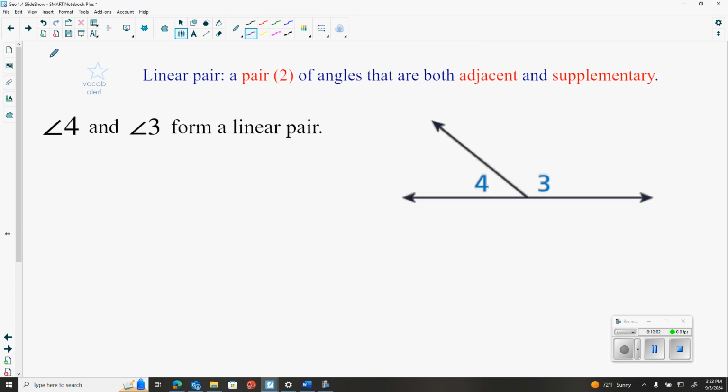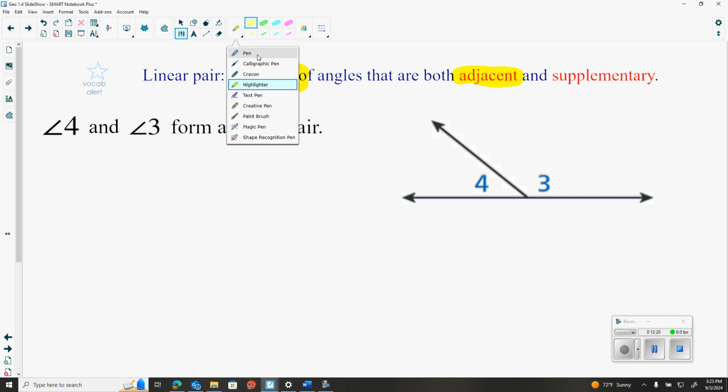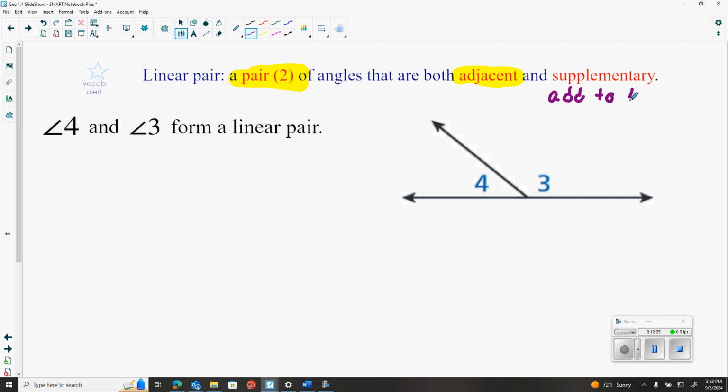All right, next vocab word, a linear pair. Now this can be tricky at first, but let's go through it. It is a pair of two angles that are both adjacent, so we need a common vertex and a common side, and supplementary, which means they add to 180. So here's an example. We are given angles 4 and 3. Angles 4 and 3 form a linear pair. Let's talk about why.